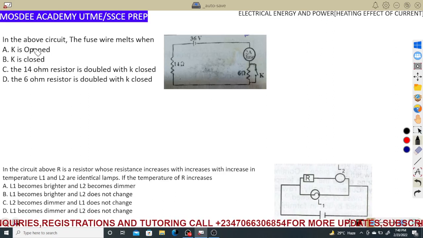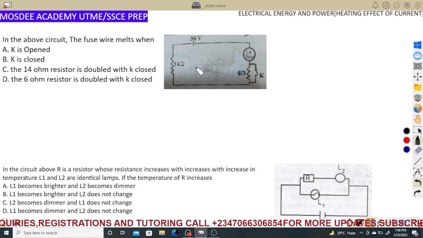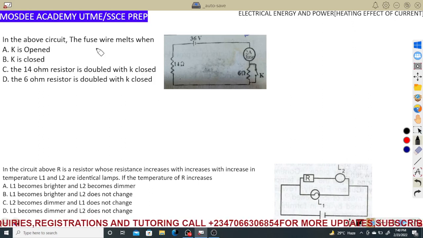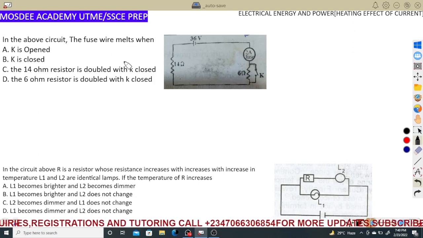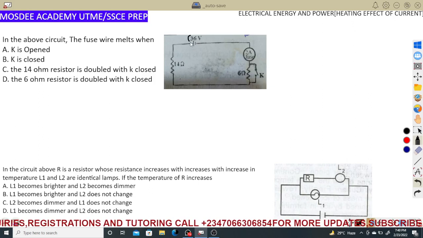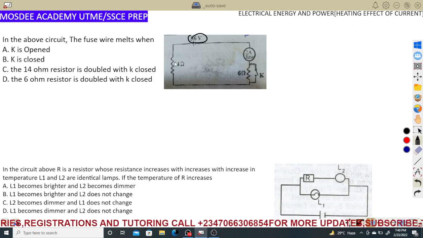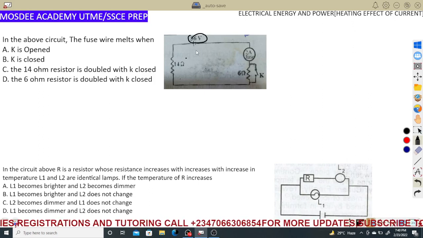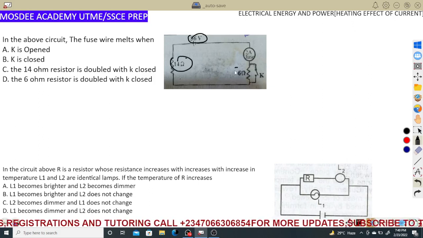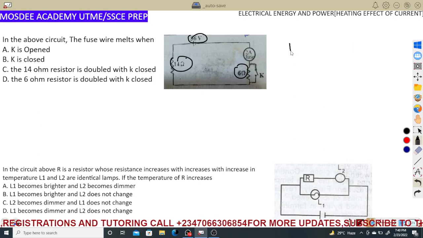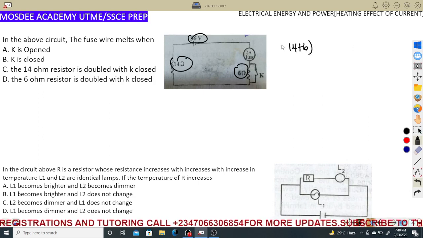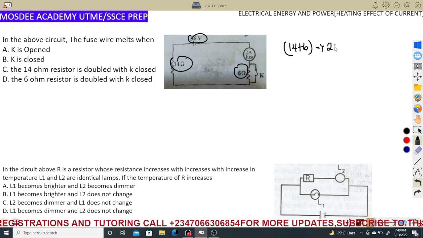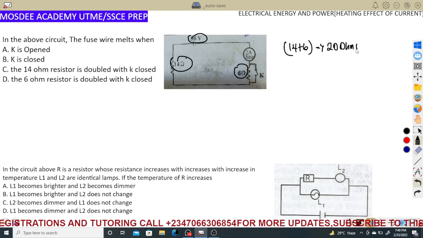Very good. Now we have in the circuit, this is in the circuit beside, not above here. The fuse wire will melt when dash. Let's see, what is the rating of the voltage? 36 volts. What is this, guys? 14. Now, if current flows from higher potential to lower potential, we know the way current flows, we can conclude that this 14 and 6 are connected in series, guys. 14 plus 6 is going to give you an equivalent resistance of 20 ohms. So let's calculate the current.